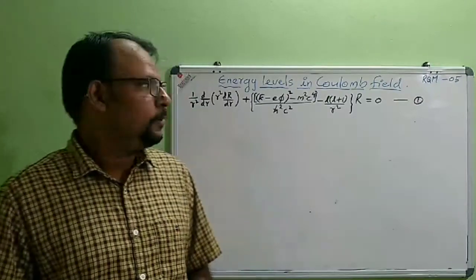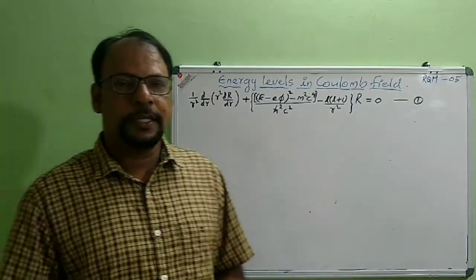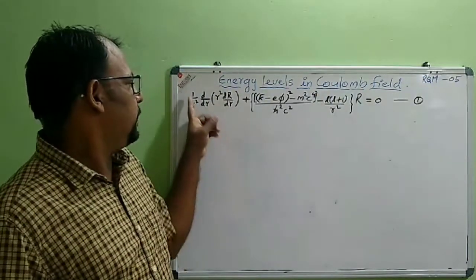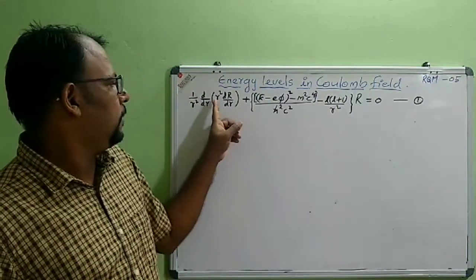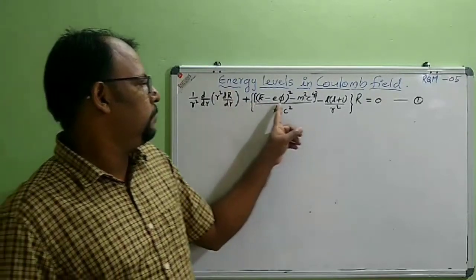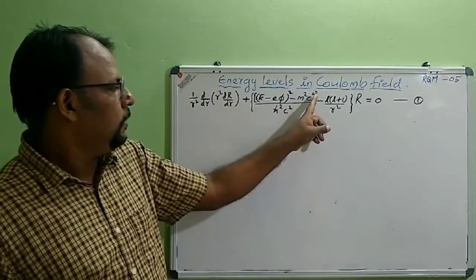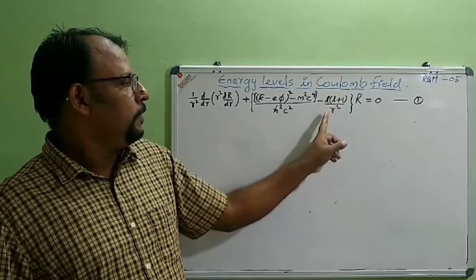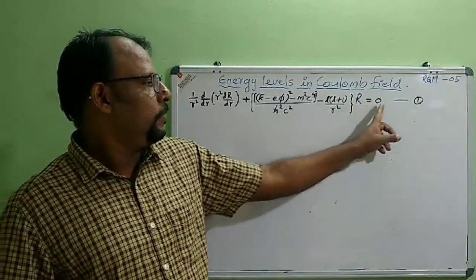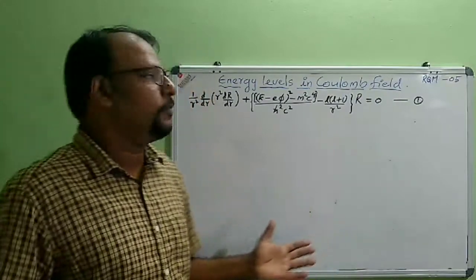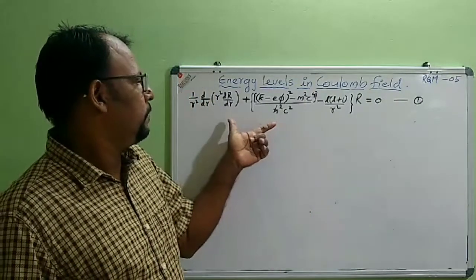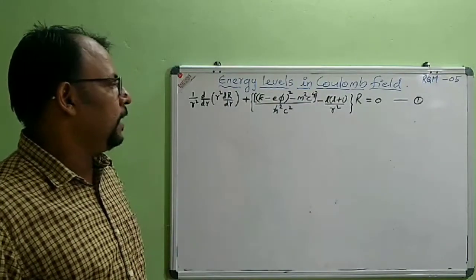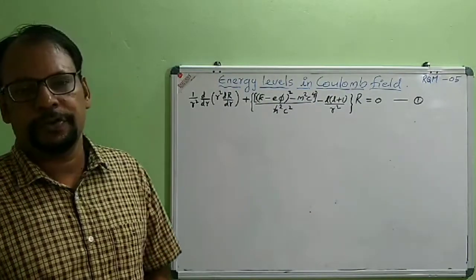Good morning. Now we solve the radial part of the relativistic wave equation: 1/r² d/dr (r² dR/dr) + [((E − eφ)² − m²c⁴)/(ħ²c²) − l(l+1)/r²] R = 0. In the last class we derived this equation. This is the expression for the radial part of the relativistic wave equation.